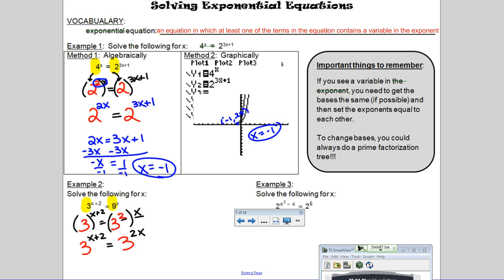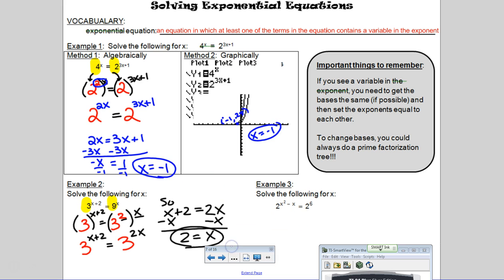Once I have the same base, I just set the exponents equal to each other, because if they both have 3 bases, the exponents must be the same. So that means that the x plus 2 power has to equal the 2x power. Now all I have to do is a simple solving. You do not need to check them, but it always is a good idea on a test or quiz to check your answers to make sure that you are on the right track.